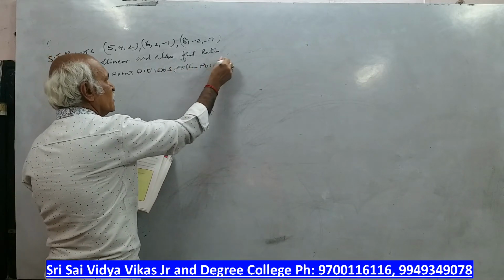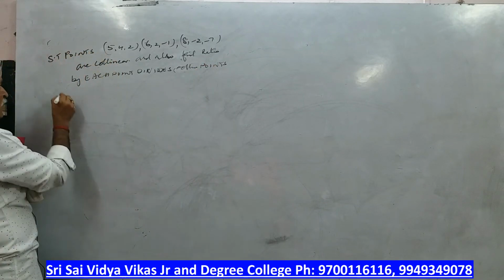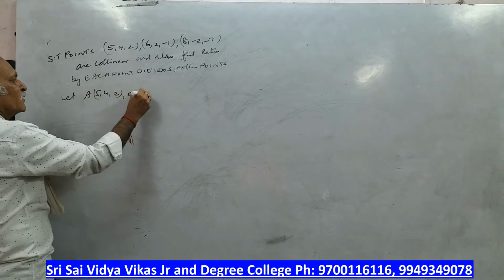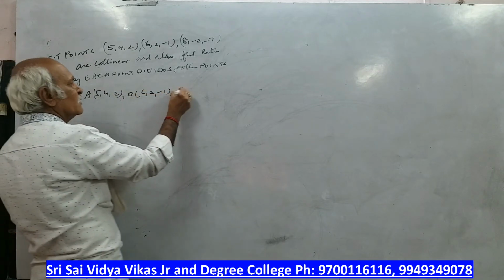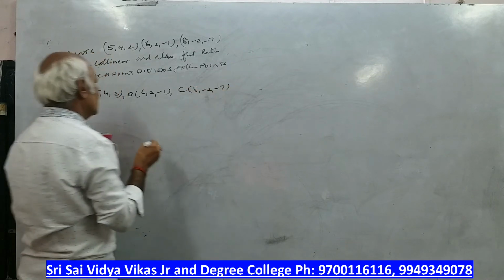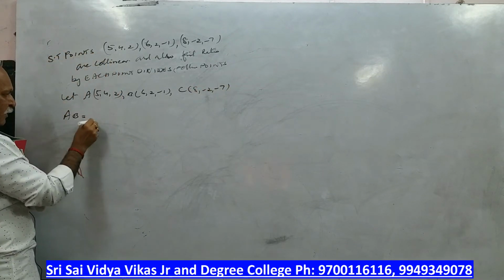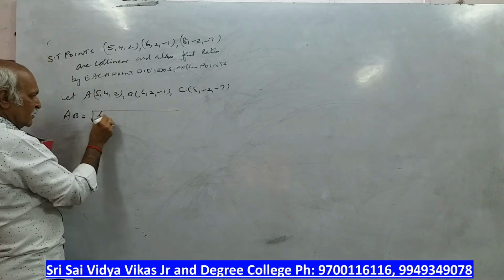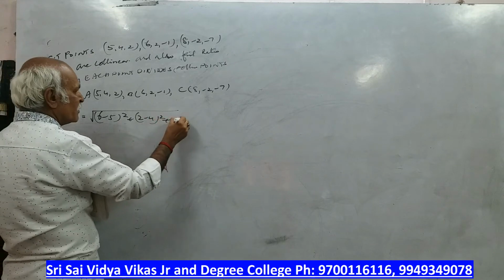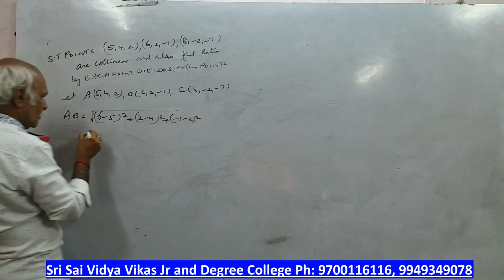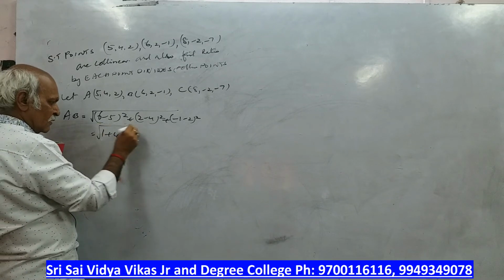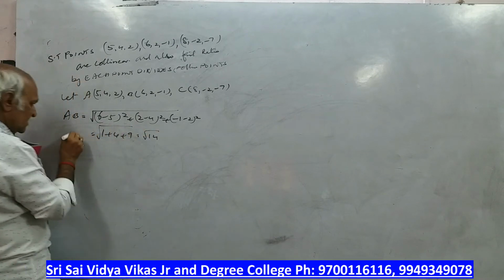Now let us understand the meaning of the problem. Now let A be 5 comma 4 comma 2, B is 6 comma 2 comma minus 1, C is 8 comma minus 2 comma minus 7. First we find the distance AB. Okay, 6 minus 5 whole square plus 2 minus 4 whole square plus minus 1 minus 2 whole square. So this becomes what, sir? 1 plus 4 plus 9. How much do we get? Root 14.